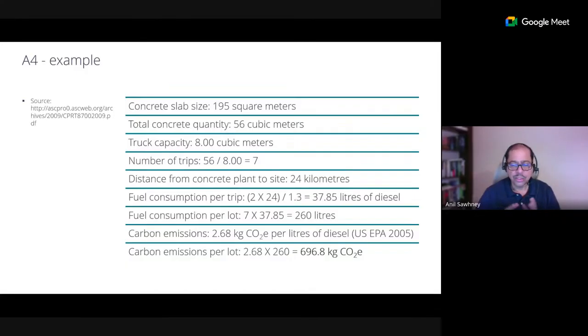Okay, so that's how you are going to go about doing A4 calculations. But then there are companies that provide their EPDs with A4 values. So you do not even need to do these simple calculations. You can directly read it off your EPD and figure out A4 emissions using the EPD.